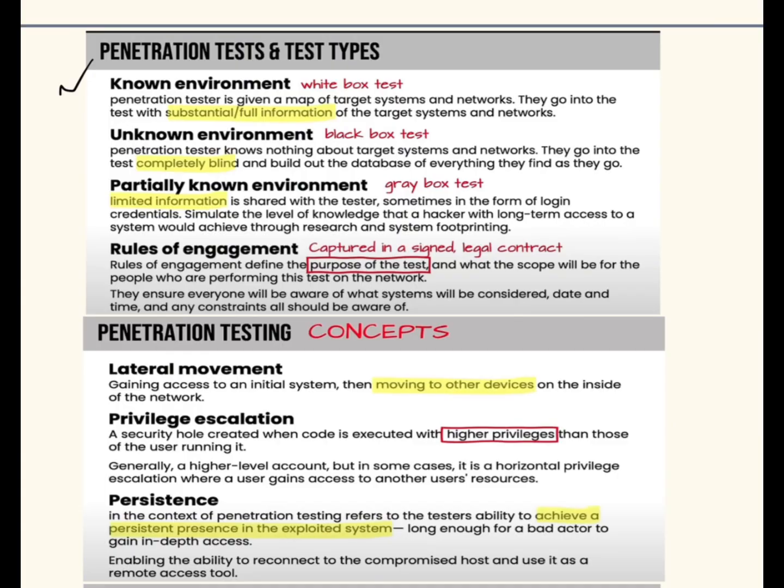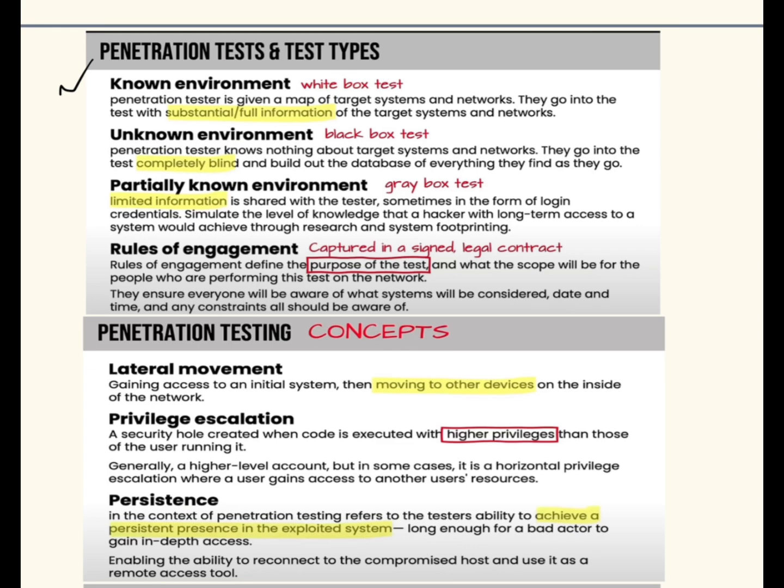It means that a tester knows nothing about the environment, completely blind about the infrastructure or about the system, simulating an external hacker. The goal is to identify what an outsider can find and exploit. The use case is external penetration testing and red team exercises. We'll discuss red team in our upcoming session, but here we need to understand the black box test. So here the tester is completely blind.